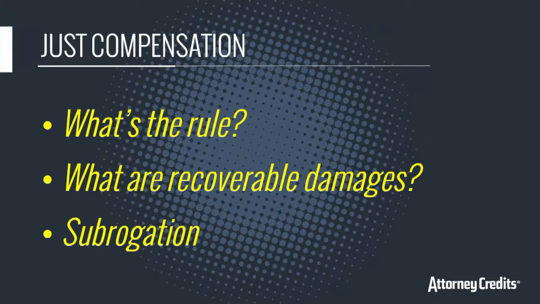Only if it happens, the entity has to pay just compensation to the private property owner, right? So what does that mean? Well, fair market value is the general rule most of the time. There is an exception, however, for cost to repair the property. We don't have time to get into that, but you'll see that exception if you ever practice these types of cases, all right?